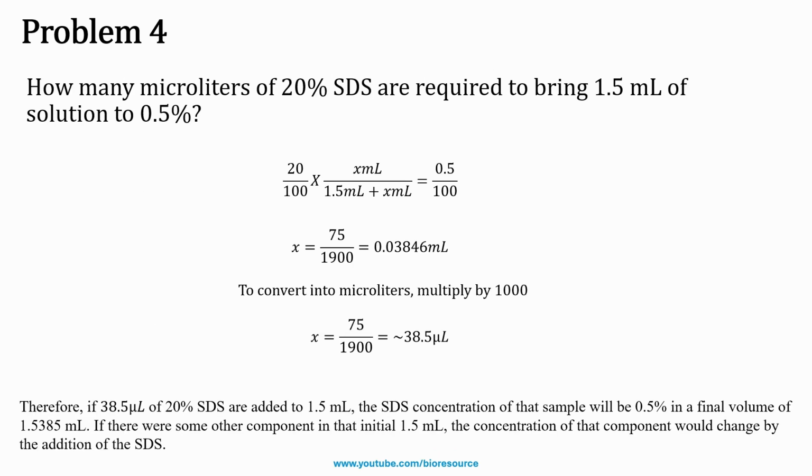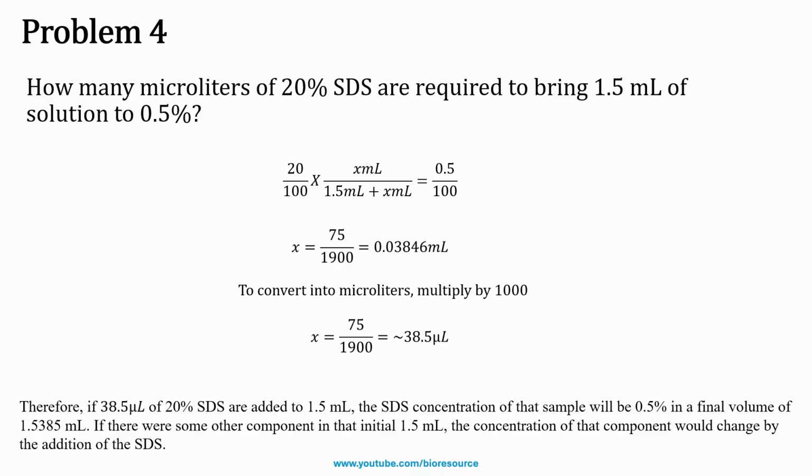How many microliters of 20% SDS are required to bring 1.5 ml of solution to 0.5%? So it's a little bit tricky question. So here we substitute all the values. 20% SDS, that is 20 divided by 100 into x ml divided by 1.5 ml plus x ml, that is equal to 0.5% solution, that is 0.5 by 100. So solving for x, we will get 0.03846 ml.